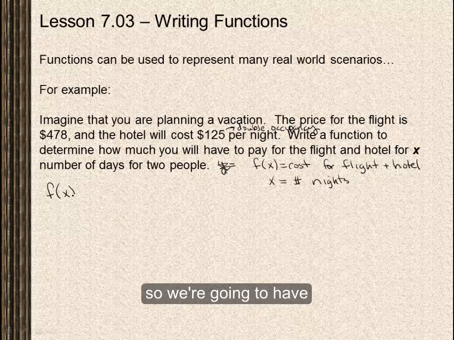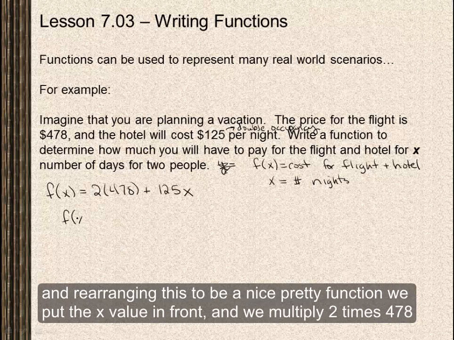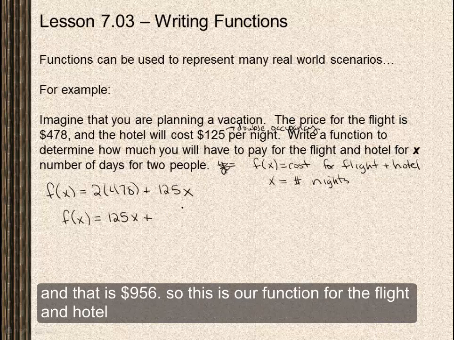So we are going to have 2 plane tickets, and it's going to be $125 per night for some number of nights. Now, rearranging this to be a nice, pretty function, we put the x value in front, and we multiply 2 times 478, and that is $956. So this is our function for the flight and hotel.